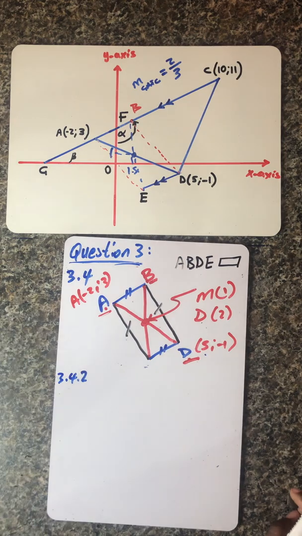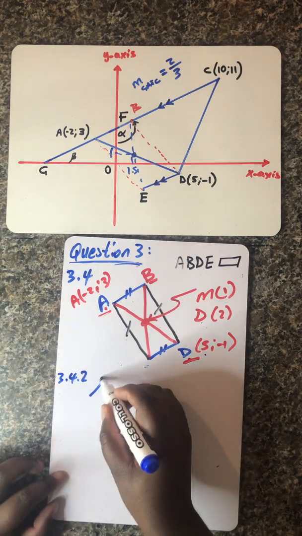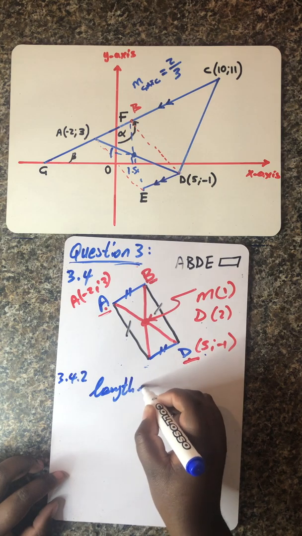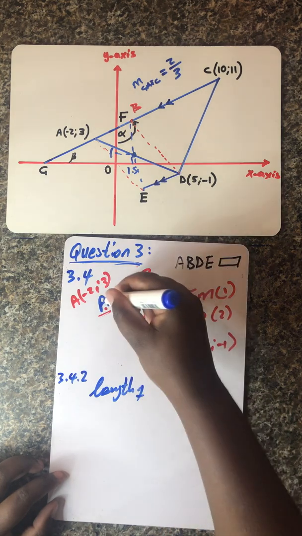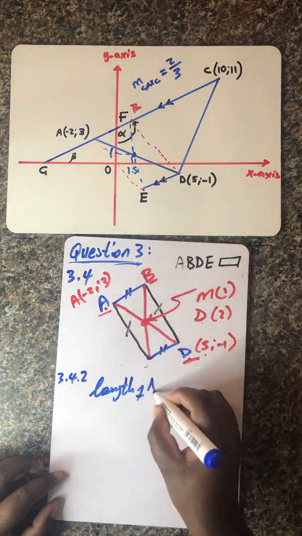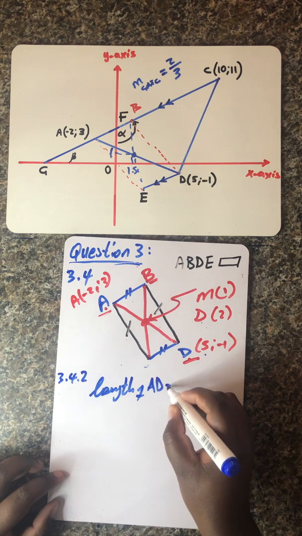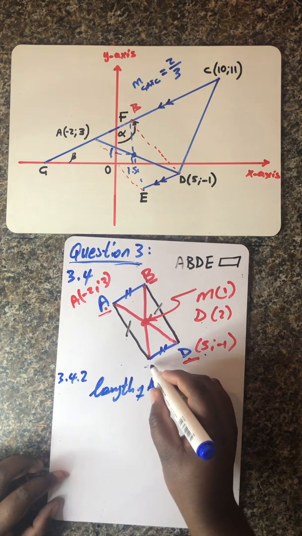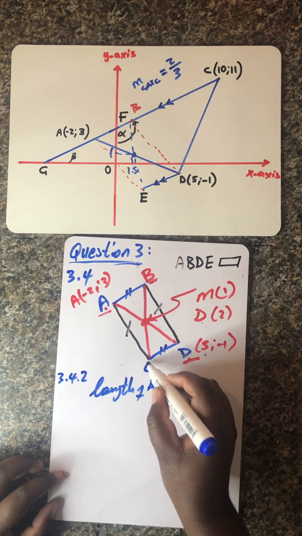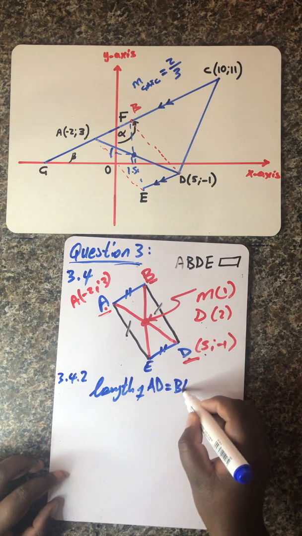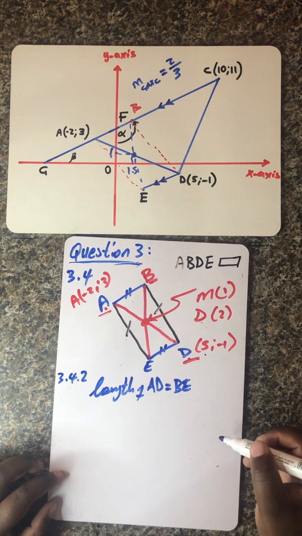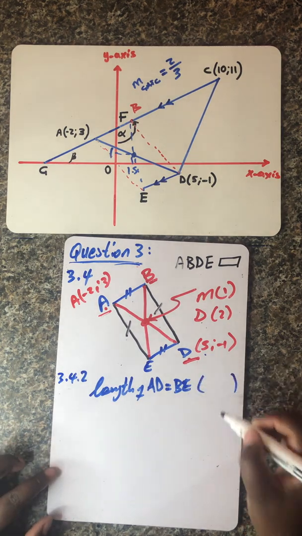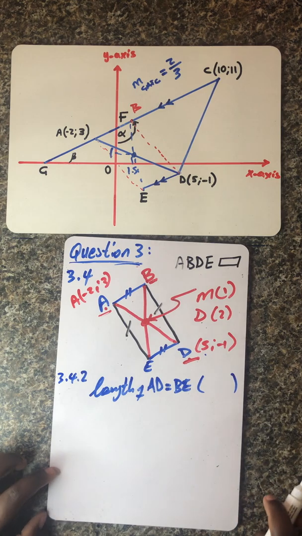Okay, so ladies and gentlemen, I've just explained that the length of AD is equal to the length of BE. The reason is: diagonals of a rectangle. Same reason as for question 3.4.1.